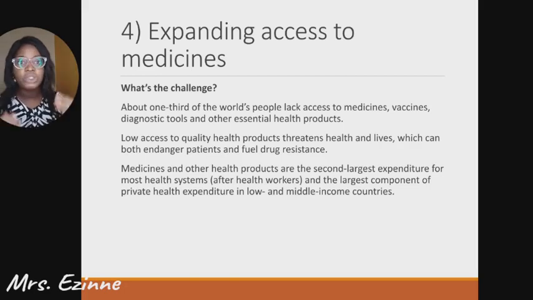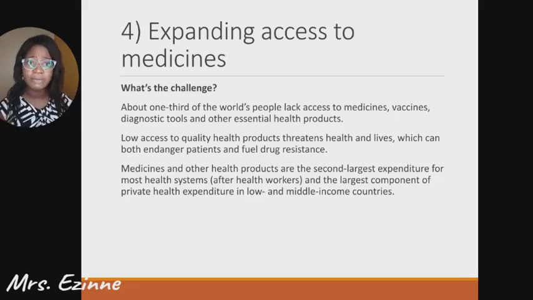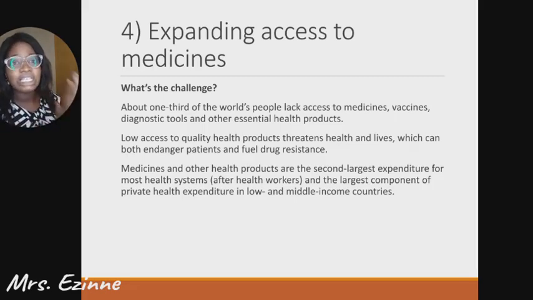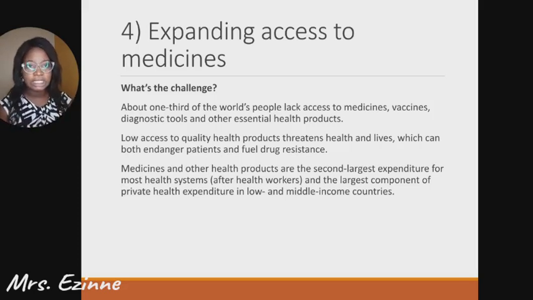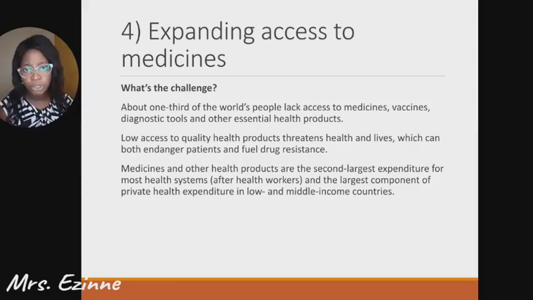We are coming to that. So medicine and other health products are the second largest expenditure for most health systems after health workers. So health workers are the first largest expenditure for health systems, and the next is this medicine that we are using to cure diseases. And the largest component of private health expenditure in low and middle income countries are these medicines and health products. Okay, they cost a lot of money. Just take for example the different ones we have, especially for NCDs that are coming up now. They're really expensive, and people are trying to get access to them and don't have that privilege.